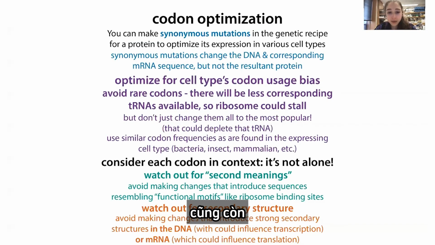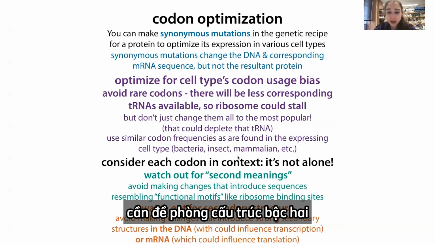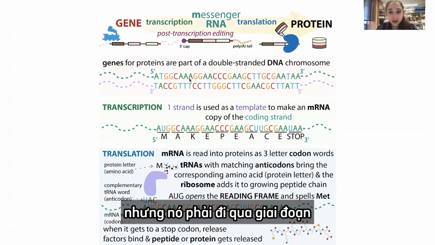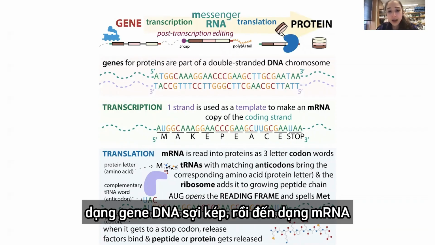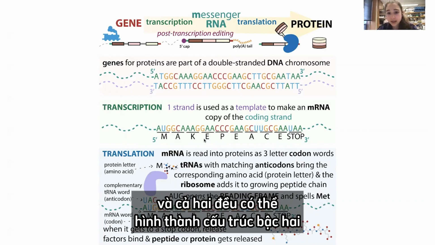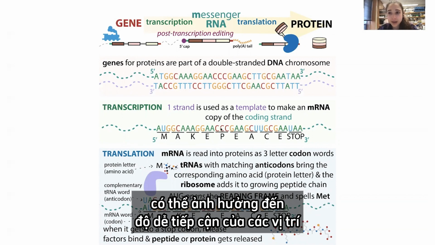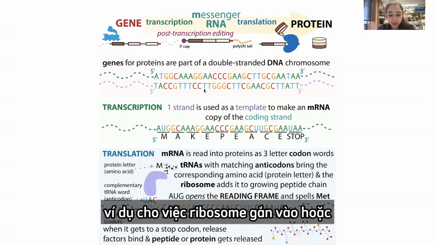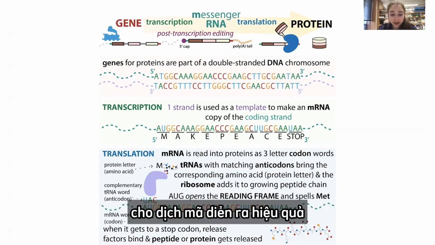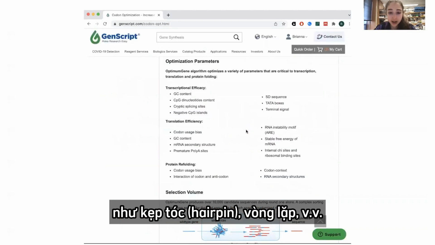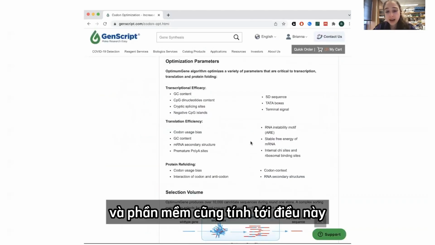There's also, you want to watch out for secondary structure. So you have to consider that you're not just affecting, so basically we're interested in this protein, but it's going to be in this gene form, this double-stranded DNA, and then it's going to be in this mRNA form, and both of these can adopt secondary structures, especially the mRNA, that can influence how accessible the site is, say for ribosome binding or for the translation to happen efficiently. So you want to watch out for those secondary structures, things like hairpins and loops and that sort of thing. And so this software takes that into account as well.